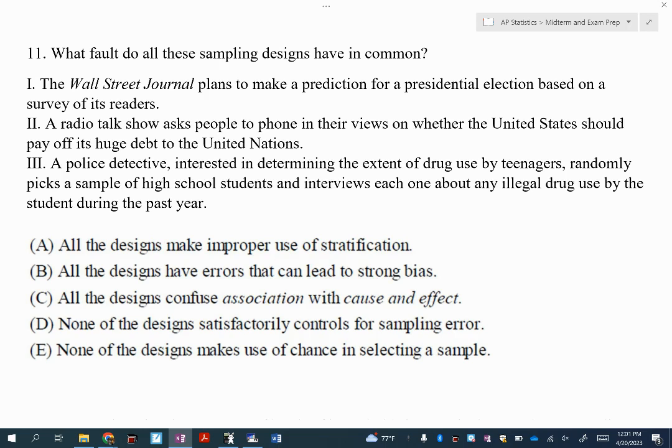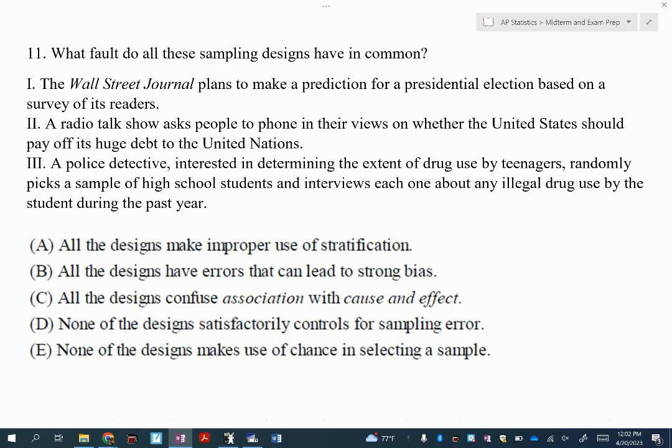What about the first one? Any issues with making a prediction based on a survey of the readers of the Wall Street Journal? Do you read the Wall Street Journal? I don't read the Wall Street Journal. Who do you think reads the Wall Street Journal? A select group of people. Okay, and do you know anything potentially about that select group of people? They would be biased. Let me say this: do you think that a sample of those people that read the Wall Street Journal is representative of the people who are going to vote for the next president? No, right? We all agree with that.